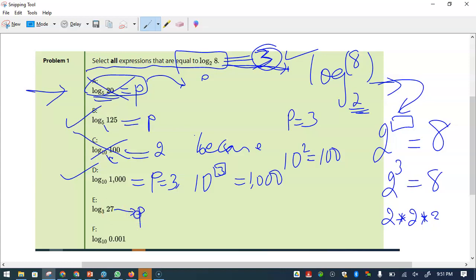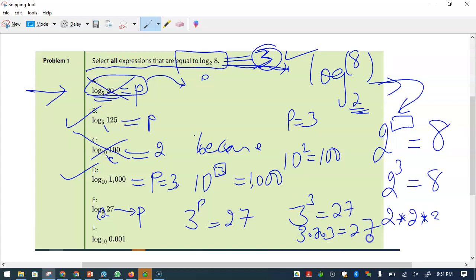What about this one? I'll put it as a P. The base is 3 here. So 3 raised to P is 27. And clearly P has to be 3. That's the only way you can get 3 times 3 times 3, which is 27.